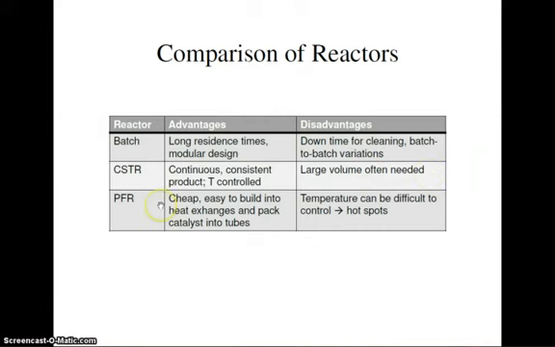A plug flow reactor is cheap and easy to build, and it can be built into heat exchangers, and you can also pack a catalyst into the tube. So those are the advantages. The disadvantages are that you can have temperature runaway at certain points and there can be hot spots. We'll talk more about that when we talk about energy balances. So that's the end of the introduction to mole balances. I'll say more in the next screencasts about design of reactors.